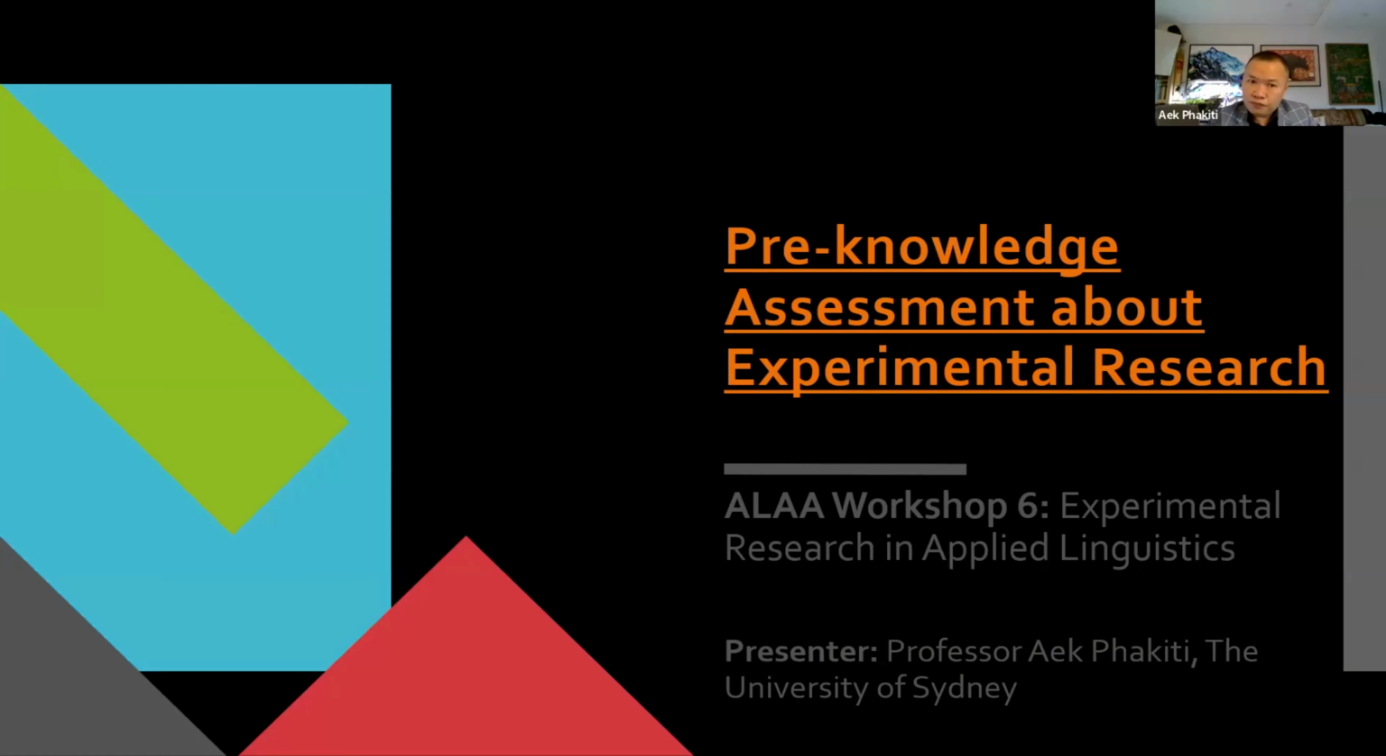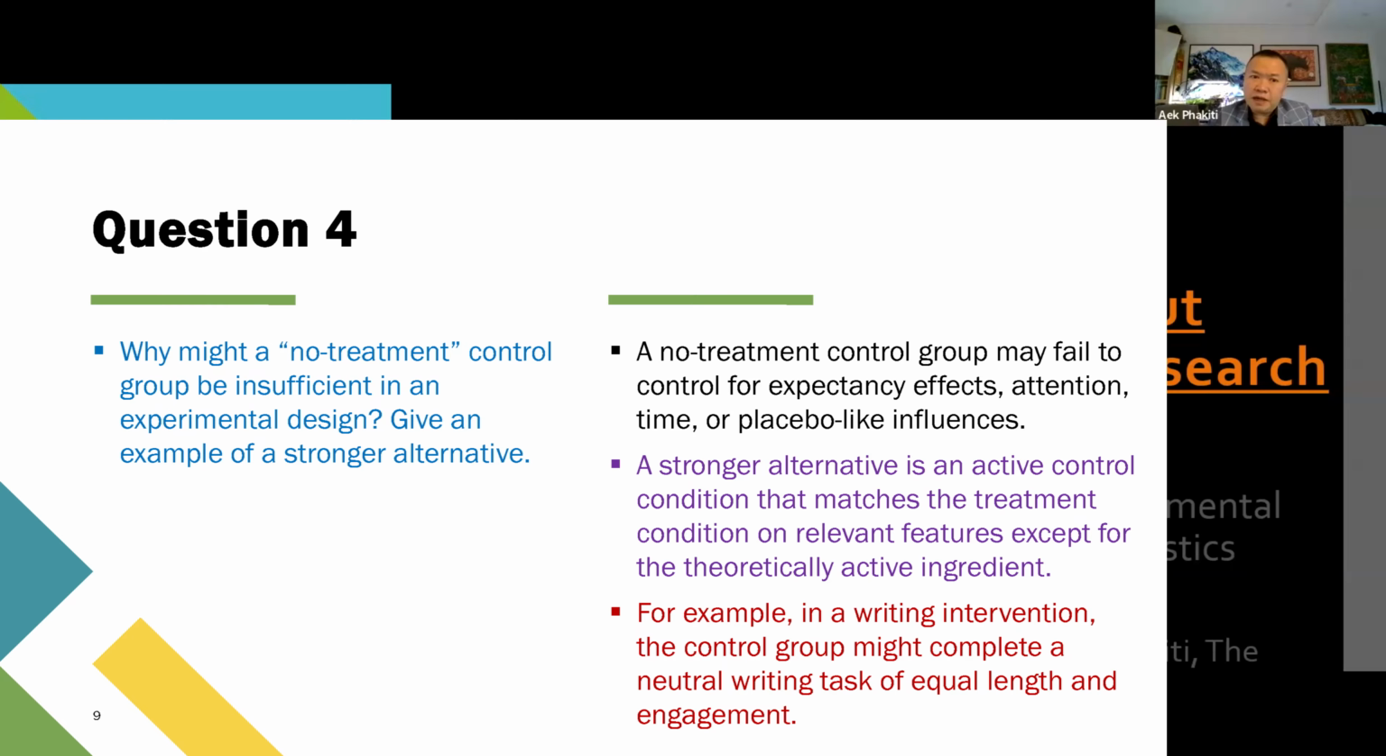Question number 4: why might a no-treatment control group be insufficient in an experimental design? And can you think of an example or an alternative? So no treatment, what does it mean, no treatment?